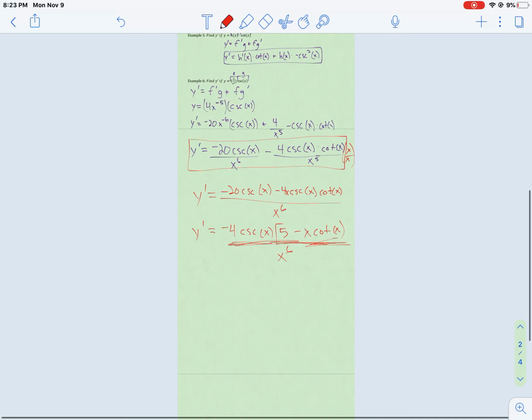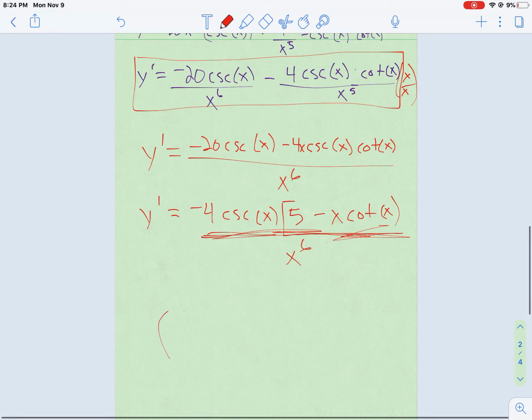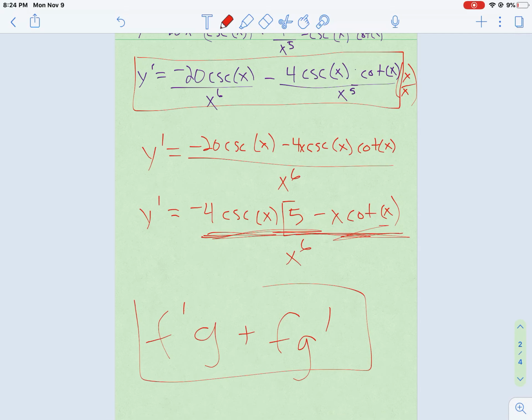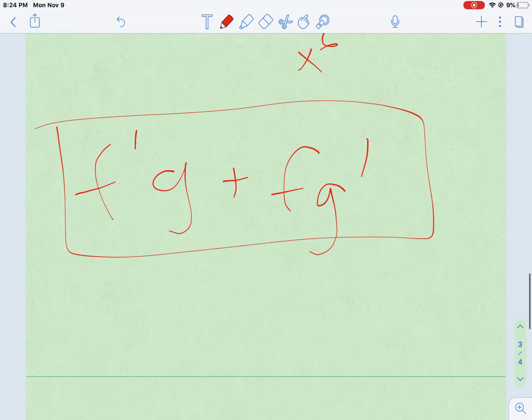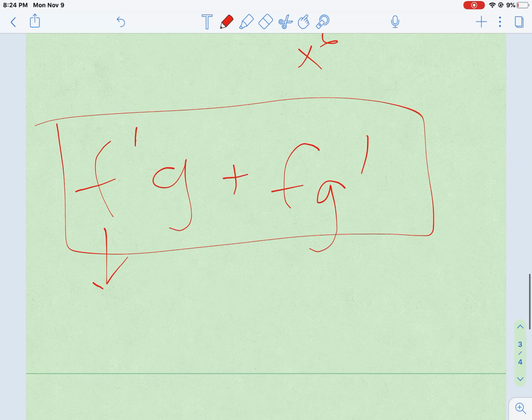All right, but that's it, right? So again, the summary of today's lesson, f prime g plus f g prime, okay? That's the product rule, okay? Okay, so this is the derivative of f, this is g, this is f, and that's the derivative of g, okay? Just as a recap.